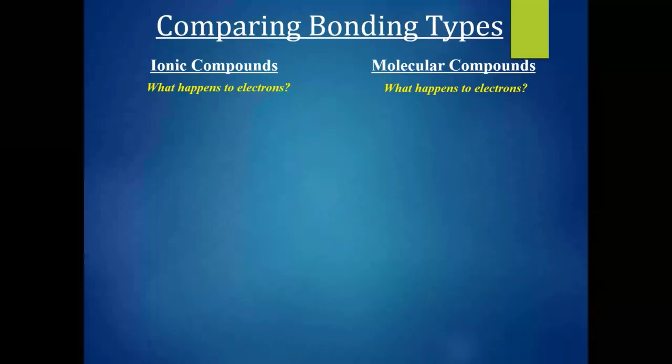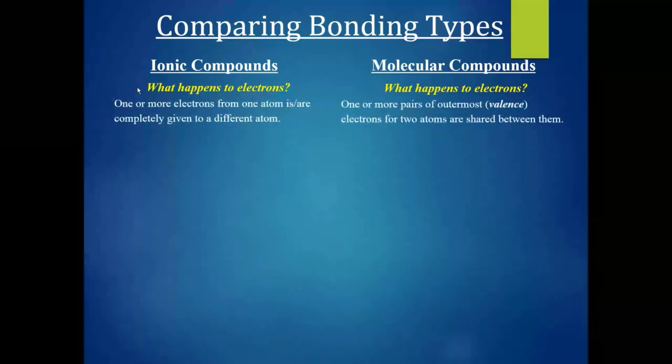What happens to electrons in molecular compounds? They share. Exactly. Perfect. So one or more electrons from one atom is given to a different atom in ionic compounds, and then they share in molecular compounds. In both cases, it's the valence electron. So then how does this affect the atoms?